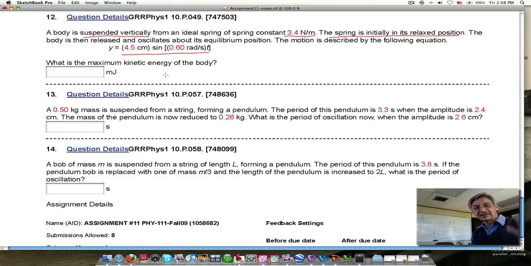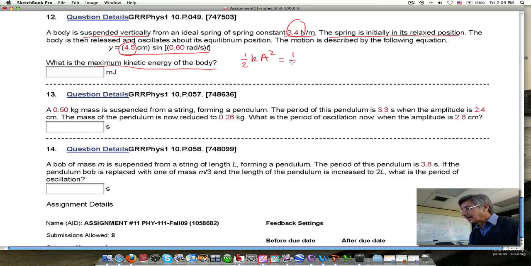Well, the maximum kinetic energy of the object is going to be 1.5 the mass times the maximum speed squared. But the maximum kinetic energy is also the maximum potential energy. Remember, the energy is conserved. This is the maximum potential energy, and this is already known because you already know the amplitude and you already know k.